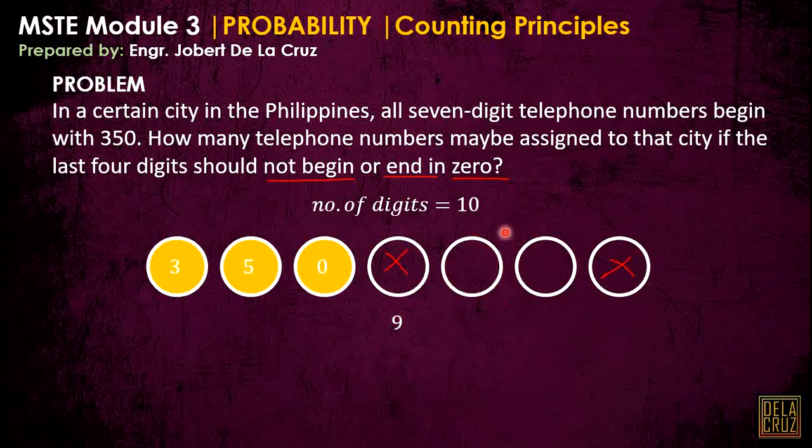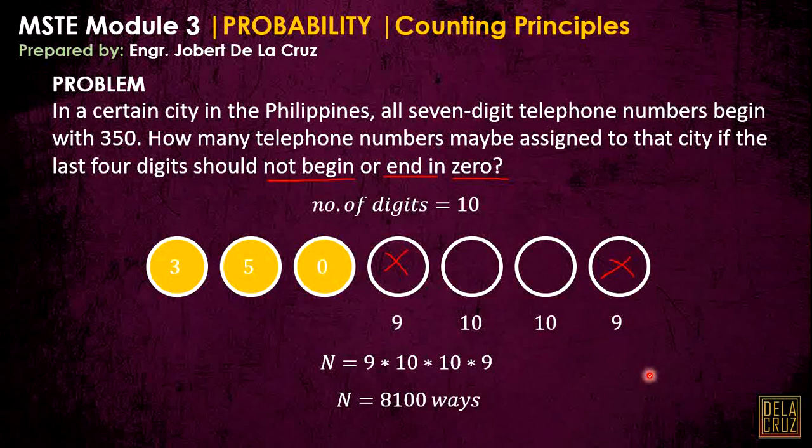Here there is no restriction, that means 10. Here also, no restriction, so 10 as well. Here, 0 is not allowed, that means 9. So the total number of possible ways is to multiply all of that. That is 8,100 ways.